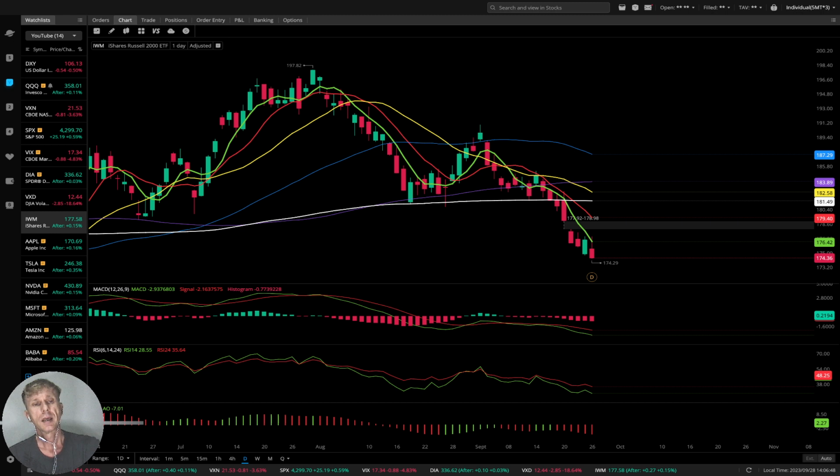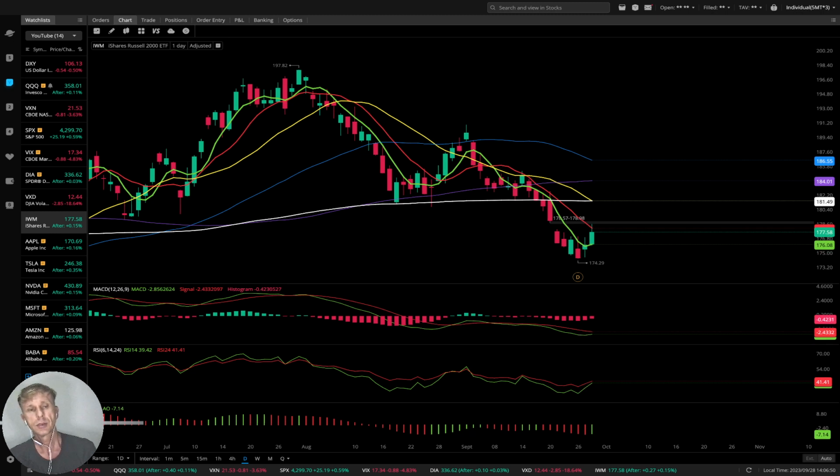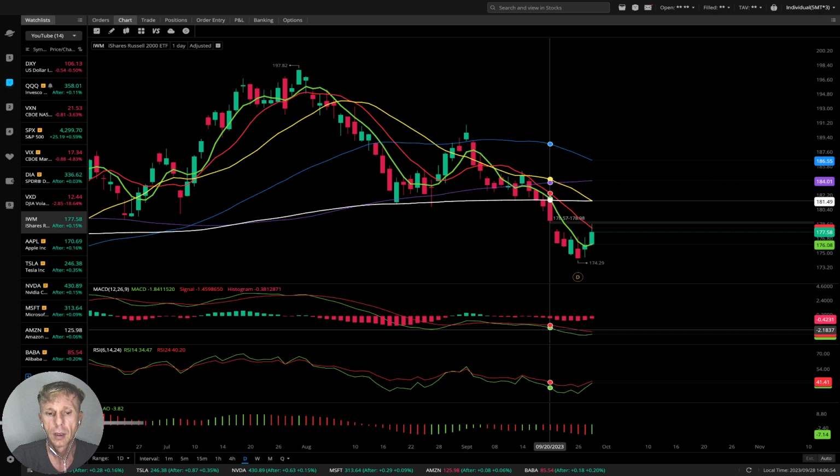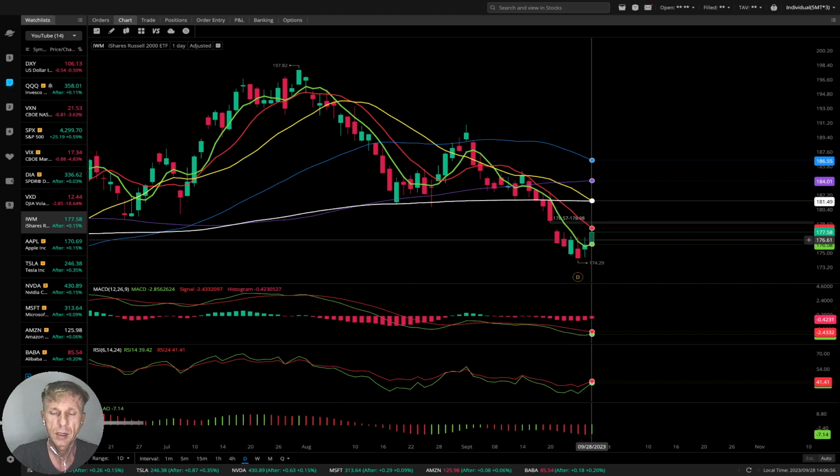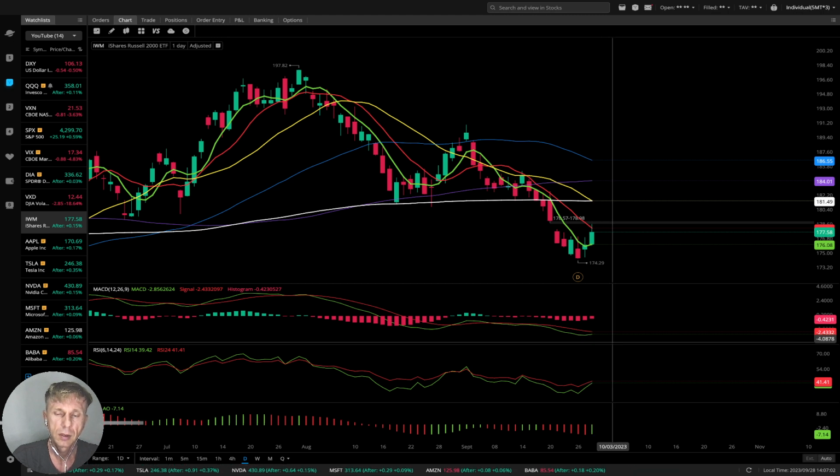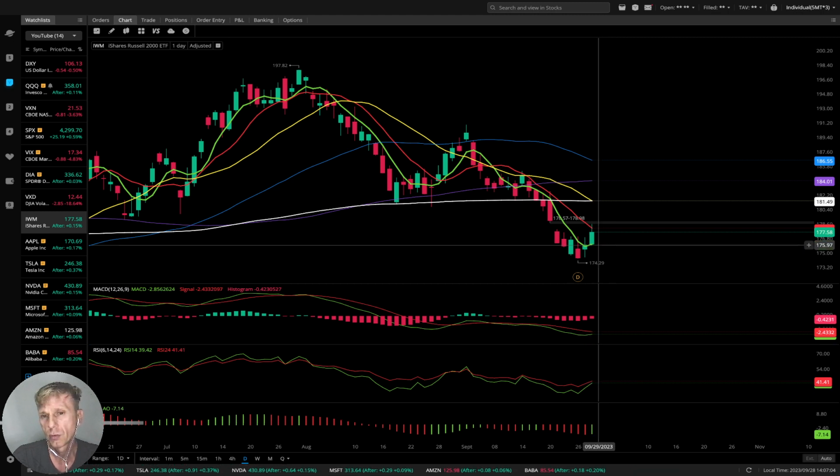Now let's move to IWM, Russell 2000, daily time frame. Nice bullish run, nice bullish bar. It did move above MA5. Yeah, it's trying to do some bullish reversal.